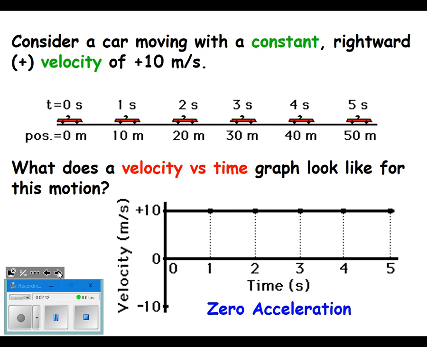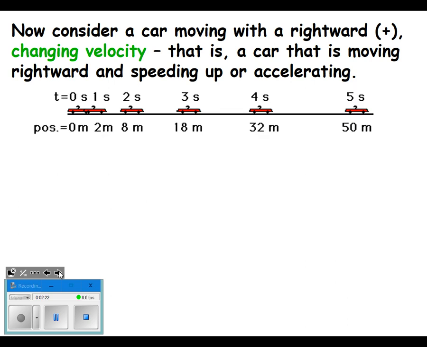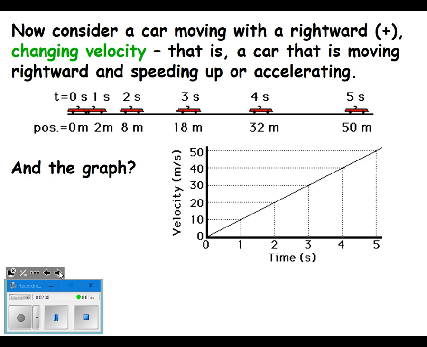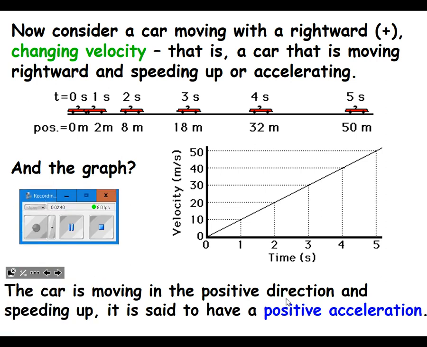Now if I have a car that's moving with rightward changing velocity, that is a car that's moving rightward and speeding up, or accelerating. On a position versus time graph, remember, that was a curve. But on a velocity versus time graph, it looks like this. It's a positively sloped line. This would have a positive slope. When it's in a positive direction, it's going to be in quadrant 1. So that's what I'm showing right here. And when it's speeding up, it's going to be a positive acceleration.